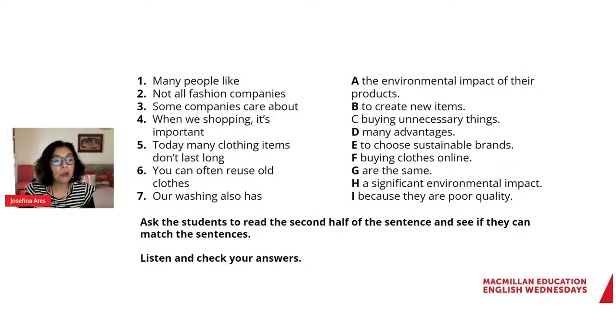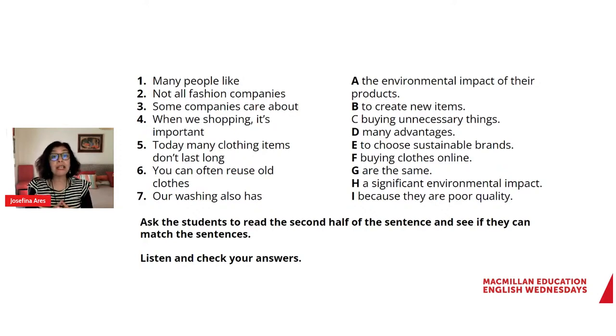5. Today, many clothing items don't last long, obviously, because they are poor quality. 5I. 6, you can often reuse old clothes to create new items, I would put 6B. And 7, our washing also has an impact. I think that probably is missing, has a significant environmental impact, H. Yes, 7 is H, but written wrongly by me probably. Has a significant environmental impact. I probably missed out the has there, okay? But they've matched it before even listening. They don't need to listen to match it. In fact, all they need to listen to is to see that what they've connected is correct.